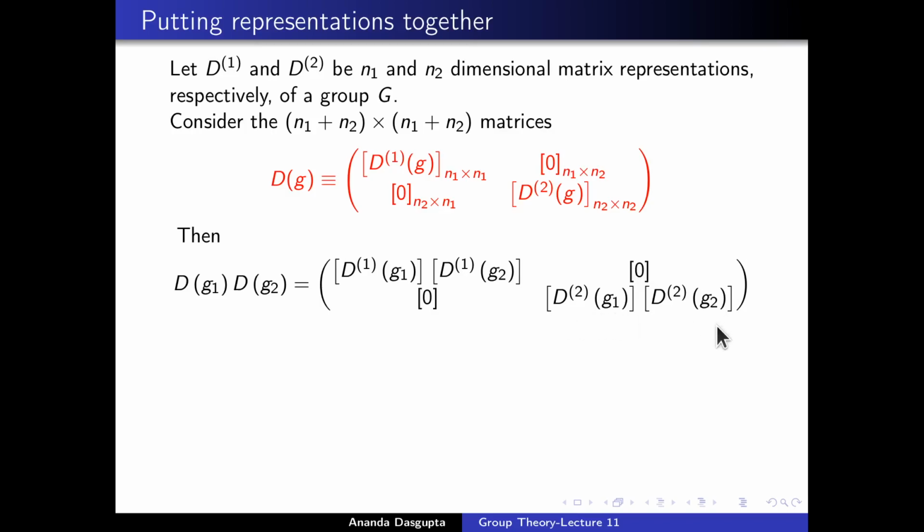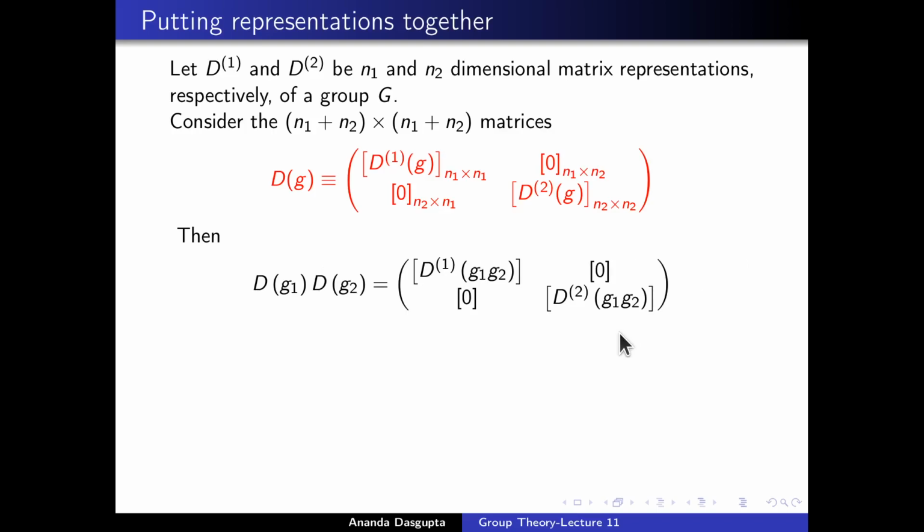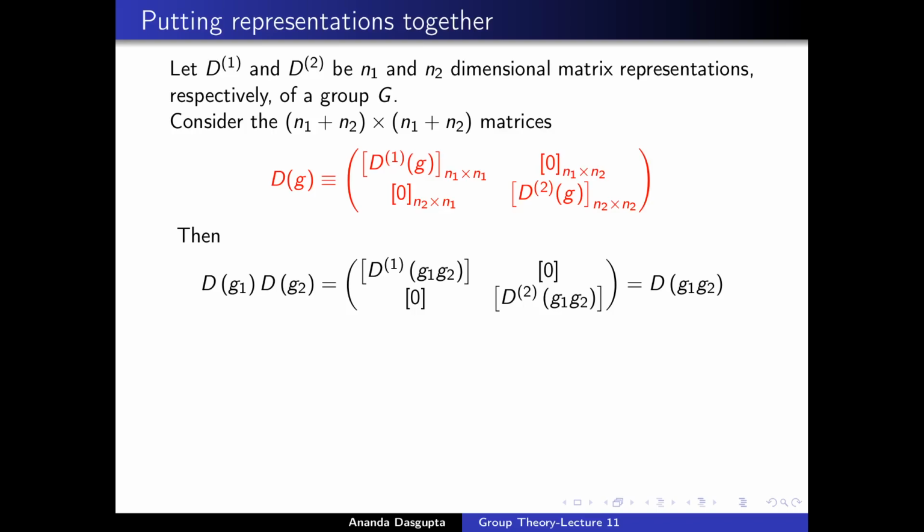Now remember, d1 and d2 are both representations. And what that means is d1 g1 times d1 g2, this matrix multiplication, is actually d1 of g1 g2. And this corner here is d2 of g1 g2. So when you multiply them together, you end up with this result. D of g1 times d of g2 is a block diagonal matrix of this kind, with the blocks having elements d1 g1 g2 and d2 g1 g2 in the two corners. And if you just go by the standard rule that we have been using, this is of course d of g1 g2, which is exactly what we have been trying to prove.